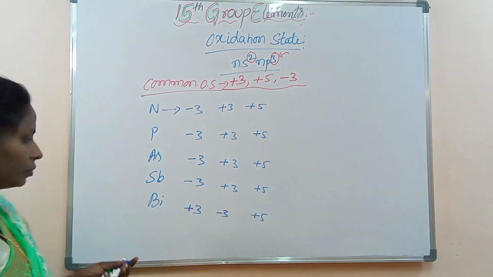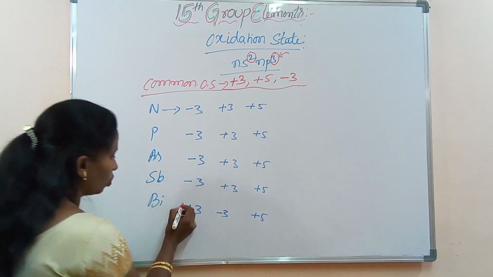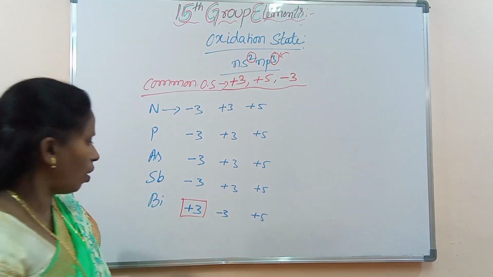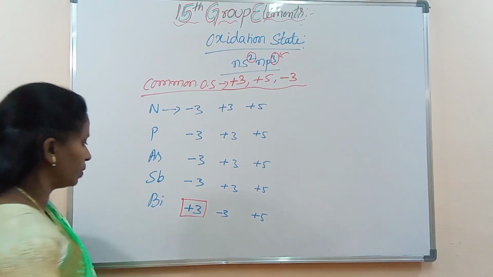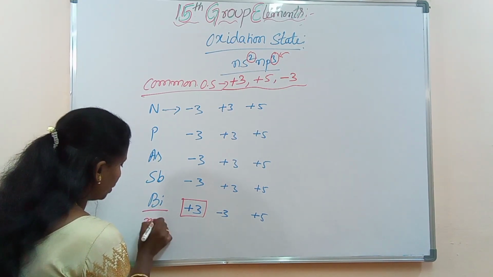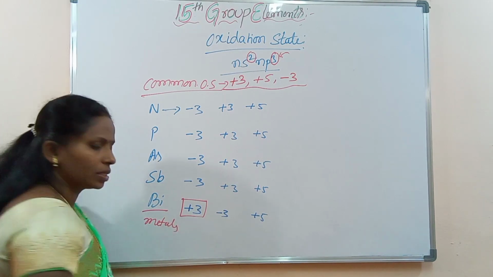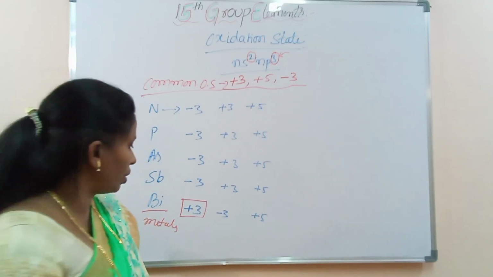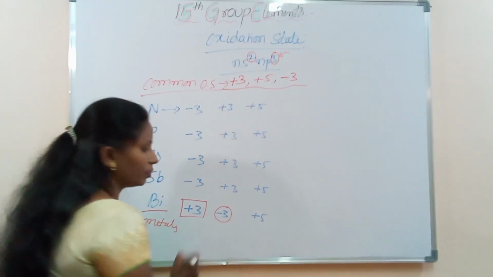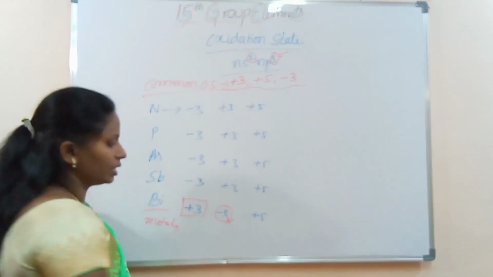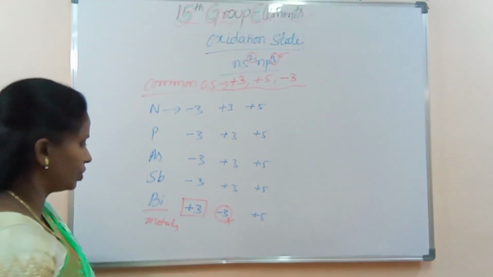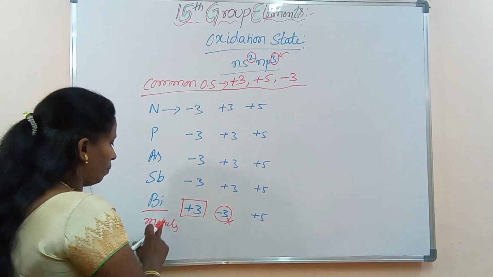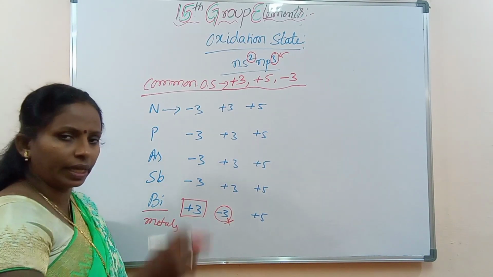Look here, +3 is more stable. For bismuth, +3 is always more stable because bismuth is a metal. Generally metals are electropositive elements; they are ready to donate an electron, not ready to accept an electron. So -3 is the least stable for bismuth, because it is a metal.